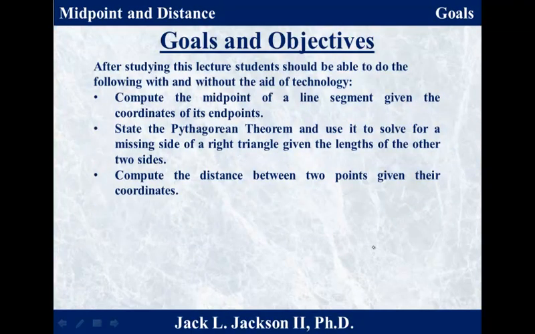So what should you be able to do after this? Not necessarily the calculator stuff. But what should you be able to do? You should be able to compute the midpoint of a line segment given the coordinates of its endpoints, state the Pythagorean theorem and use it to solve for the missing side of a right triangle given the lengths of the other 2 sides, and also compute the distance between 2 points given their coordinates.